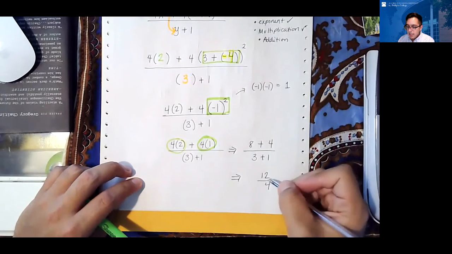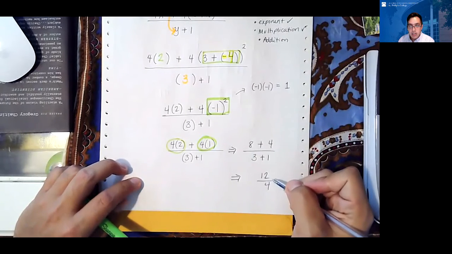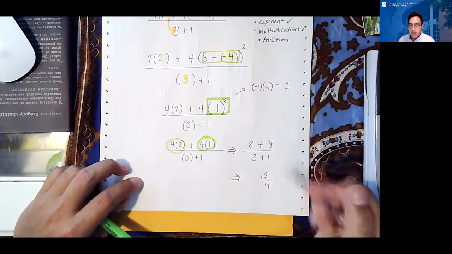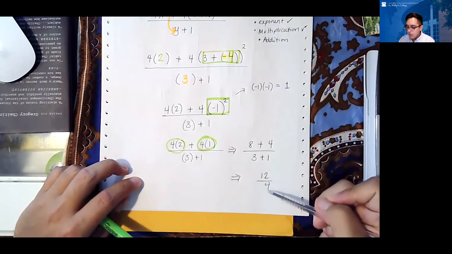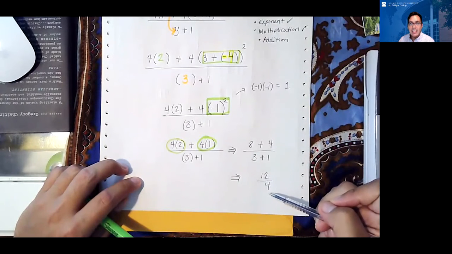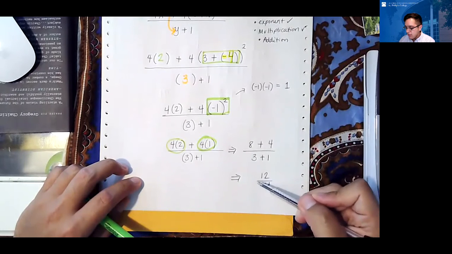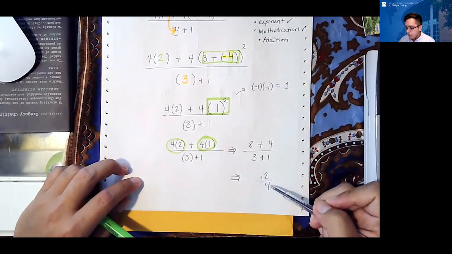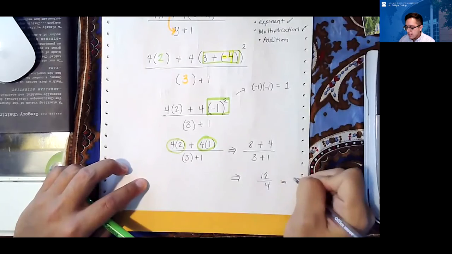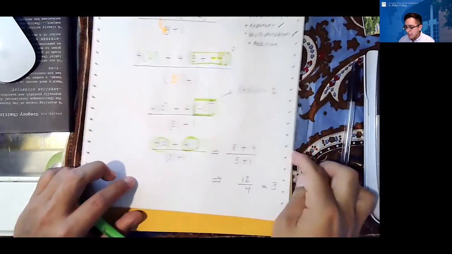But last time I said that if we need to simplify this fraction, we could divide out a common factor. But if we think about our fraction as a division problem instead, it'll be easier in this case to simplify this because we're really just looking at 12 divided by 4. So in this case, our final answer should just be 3.